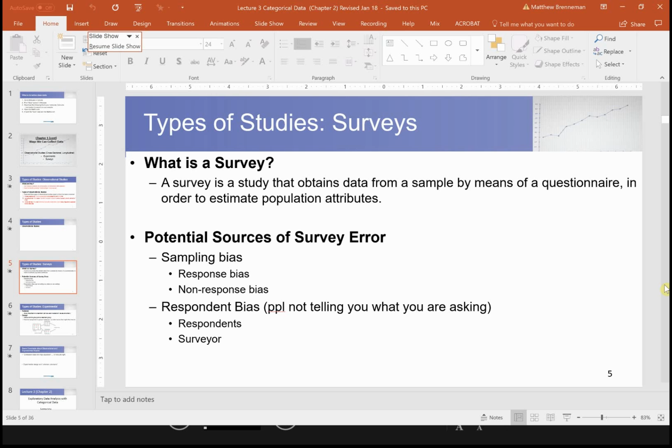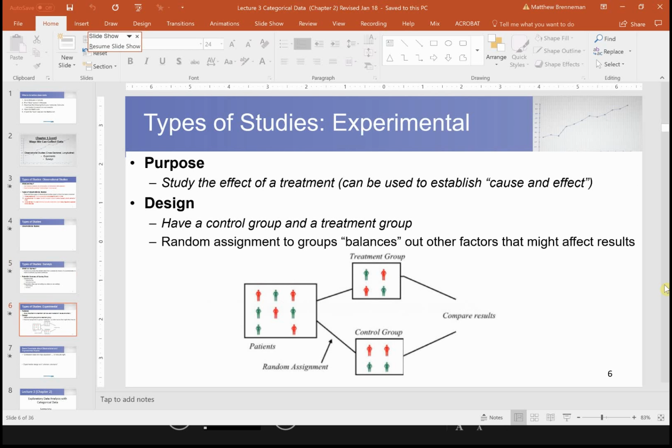And last but not least, we get to the experimental studies. These can actually determine cause and effect. So here we're trying to show that X actually causes Y. The way we do this is we start with a group of people. Usually it's medical experiments, but engineers do this also. They split them up into two groups. One group gets a treatment. Like if you're testing, say, if Lipitor lowers blood pressure, this group of people get the Lipitor, this group of people don't.